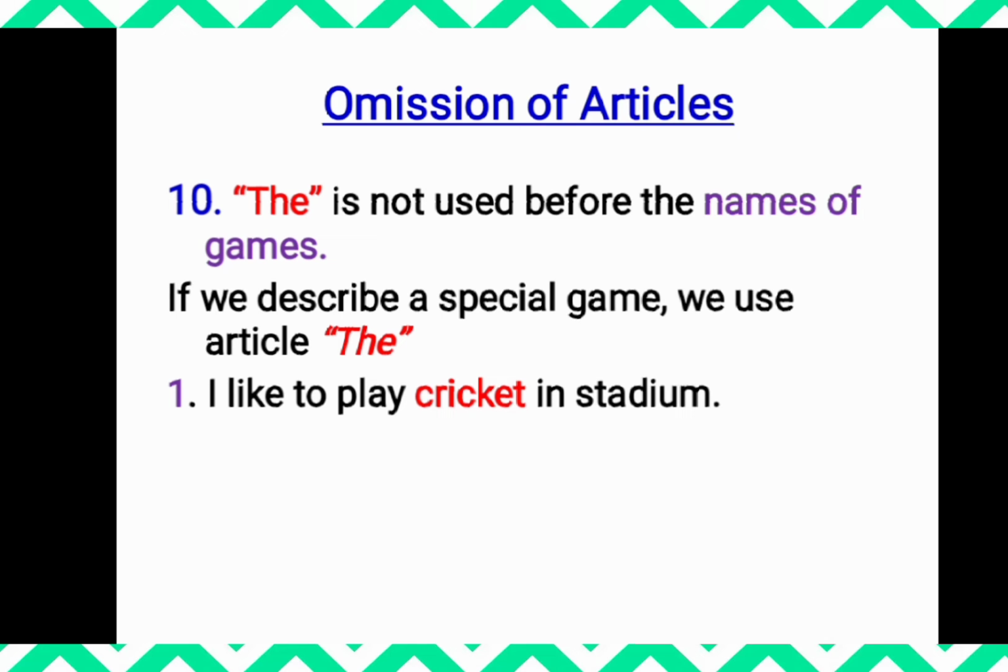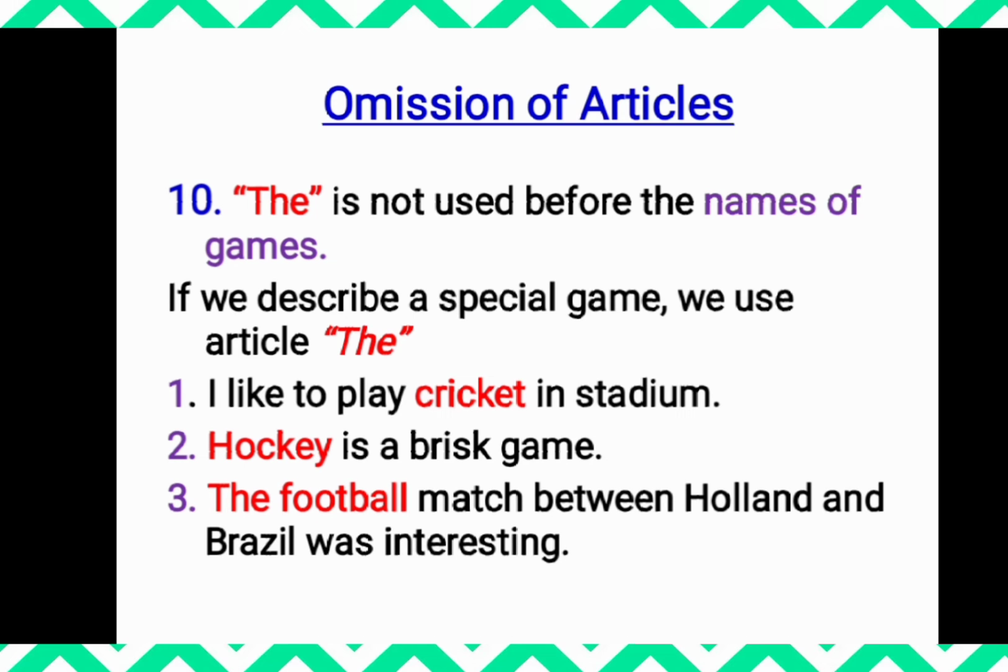I like to play cricket in stadium. The is not used before the names of games. The second example is hockey is a brisk game, not the hockey. The football match between Holland and Brazil was interesting. Here you can see that we specified the game. If we describe a special game, we use the article the, and we talk about the particulation of the game football. That is a very suitable example according to this rule. The rules and regulations are mandatory in the construction of articles, and keep them in your mind when you study this topic. That is rule number 10.